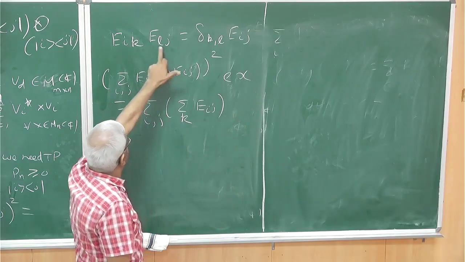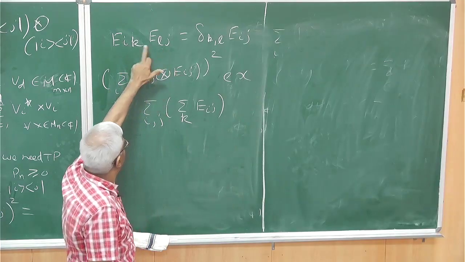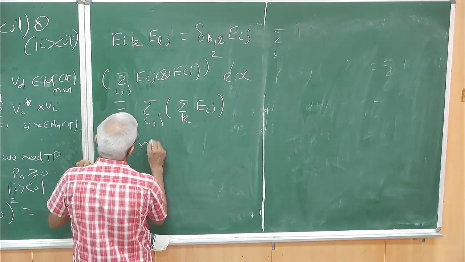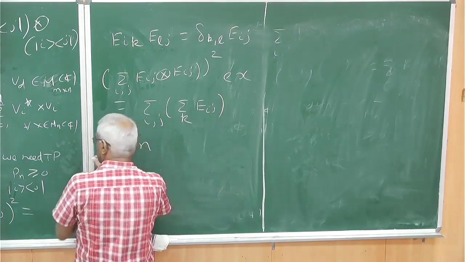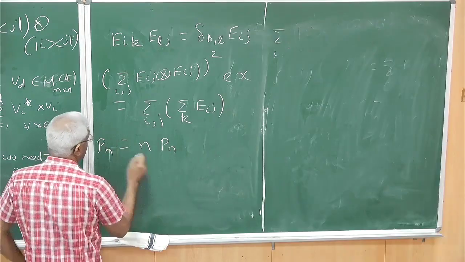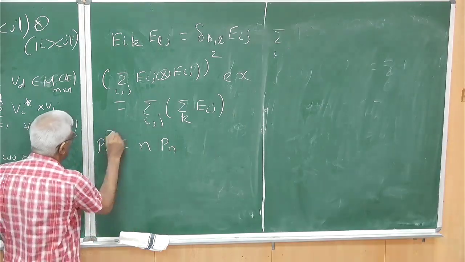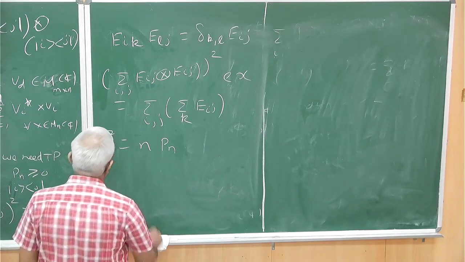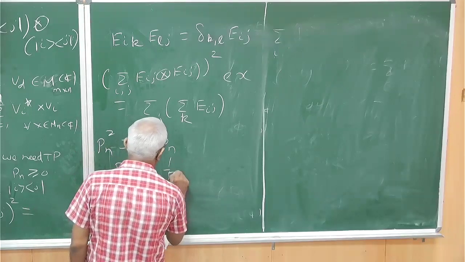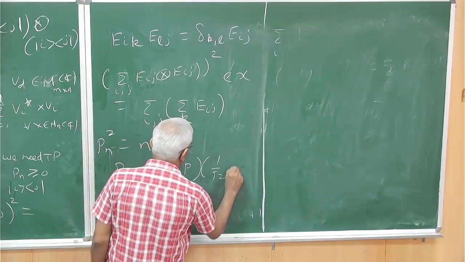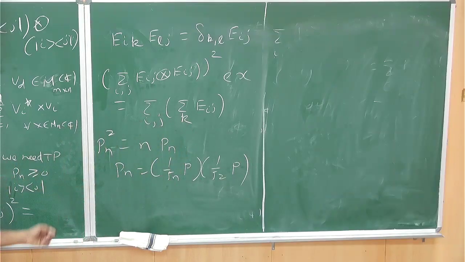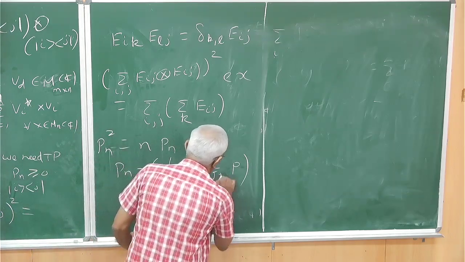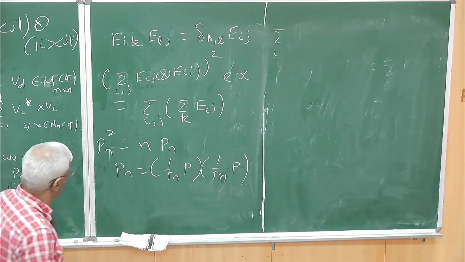E_ik times E_lj is E_ij if k and l are equal; if they are different, that is 0. So this will be n times the summation of Eij, the same thing, n times Pn. So P square equals n times Pn. From that it is clear it's positive, right? Then Pn is equal to 1 by square root n Pn times 1 by square root n Pn, and P is self-adjoint, in the form of A star A or A square. So it's positive.